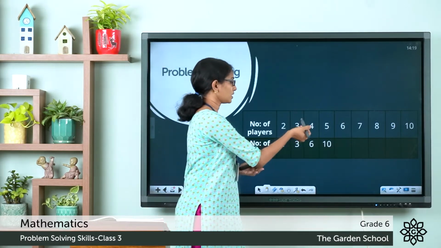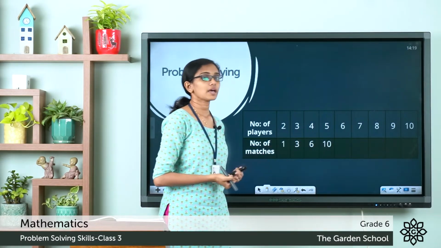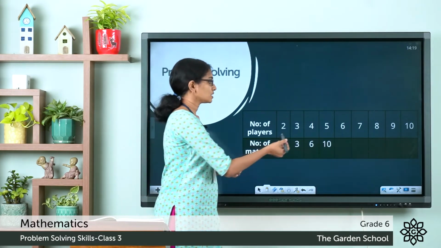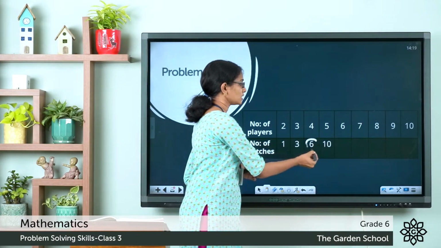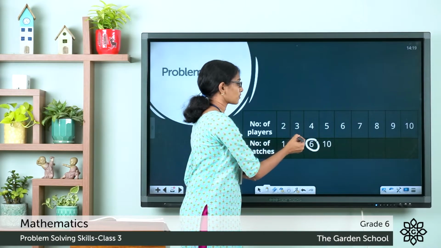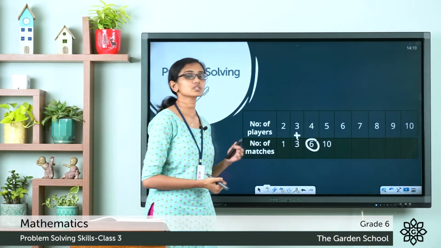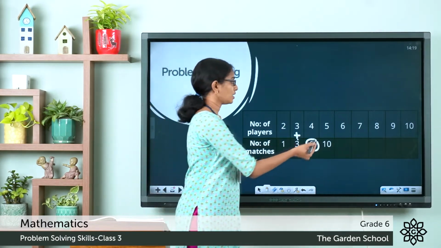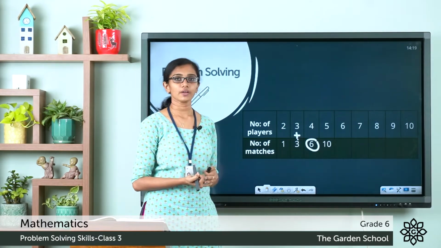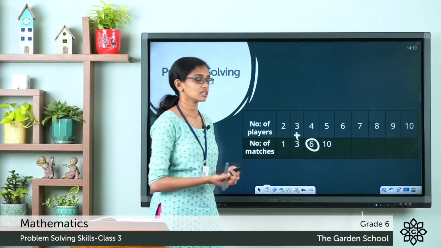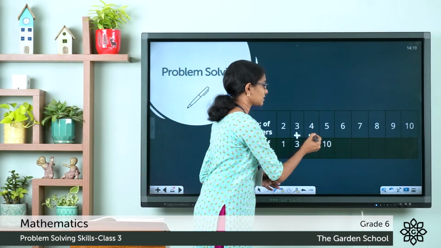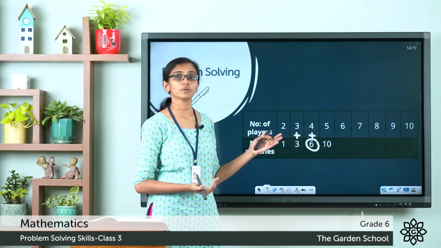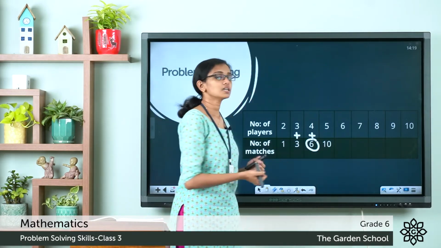Now, when the number of players is equal to 4, the number of matches is equal to 6. See, this 6 is the sum of the previous number of players and the number of matches possible. 3 plus 3, 6. Similarly, when the number of players is equal to 5, the number of matches is the previous number of players and the previous number of possible matches, 4 plus 6, that is this 10 written here.